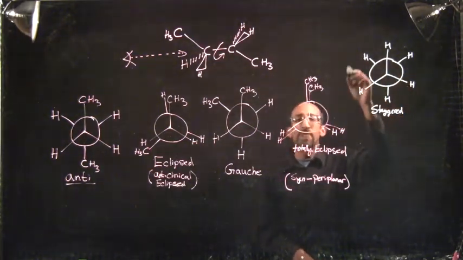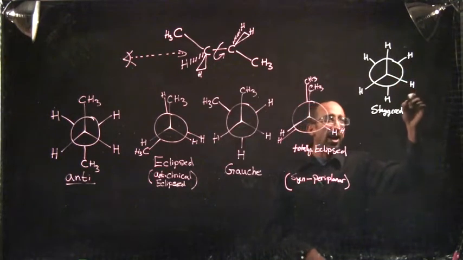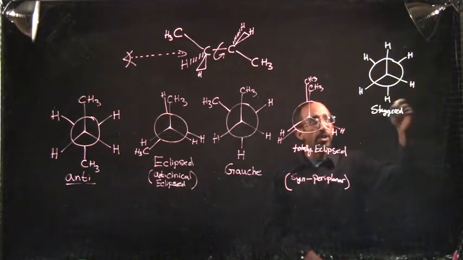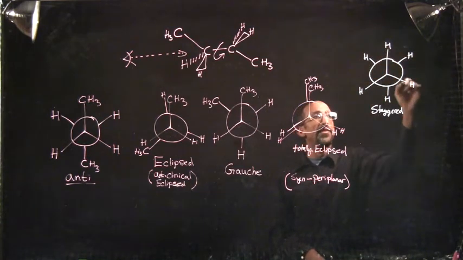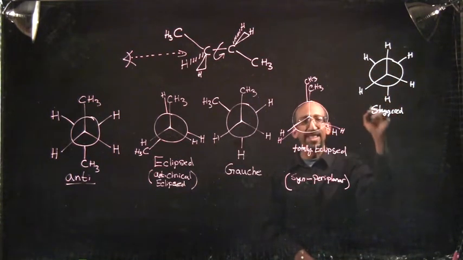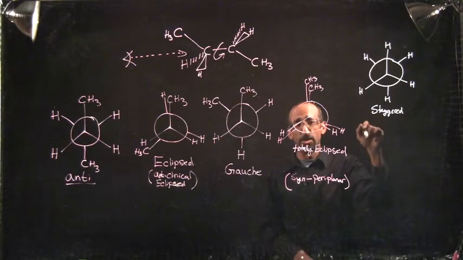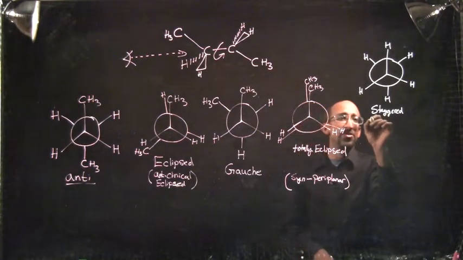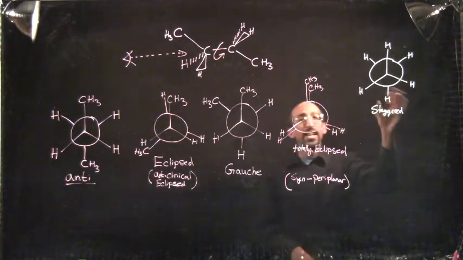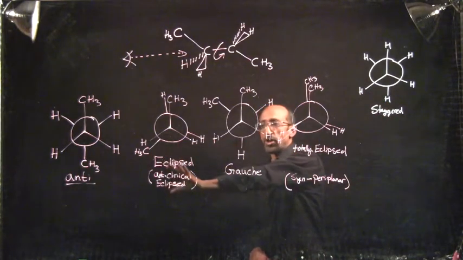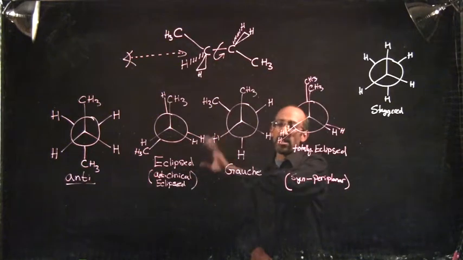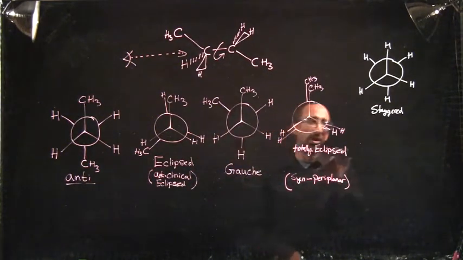These could all be methyl groups. They could all be ethyl groups. They could all be chlorines, right? The important thing is that every single one of these substituents is exactly the same as the others, right? And that way we can use the term staggered. Anytime we change that, we have to move into using these 4 terms here: anti, eclipsed, gauche, or totally eclipsed.